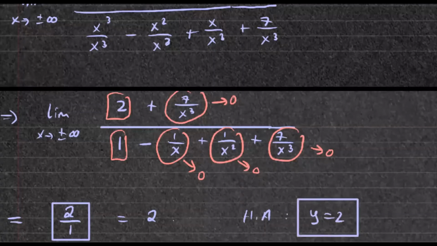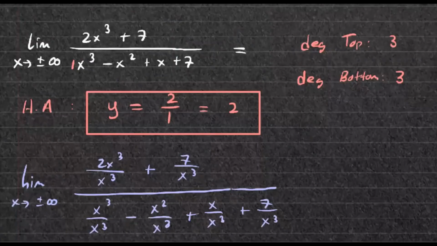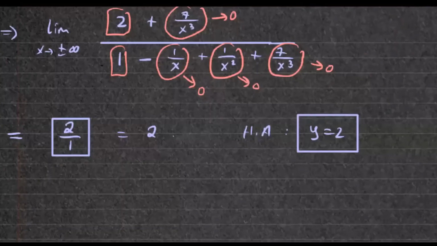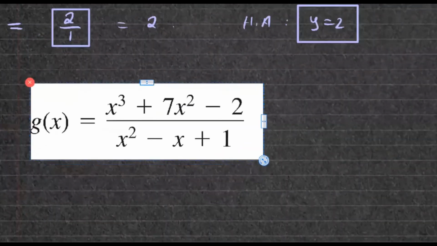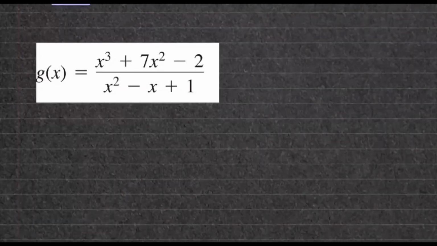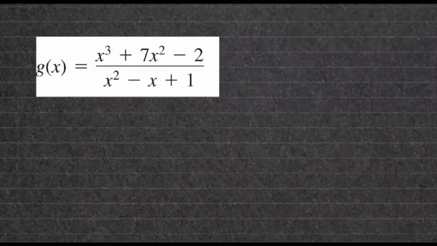That's the horizontal asymptote. And now let's work out the last problem we have here. So we want to find the horizontal asymptote for this function. So we will do the same thing. Now let's look at the degrees. So if you compare the degrees for this one, the degree on top happened to be, so the highest power is right here. So it's 3. And the degree of the bottom is going to be this one right here.